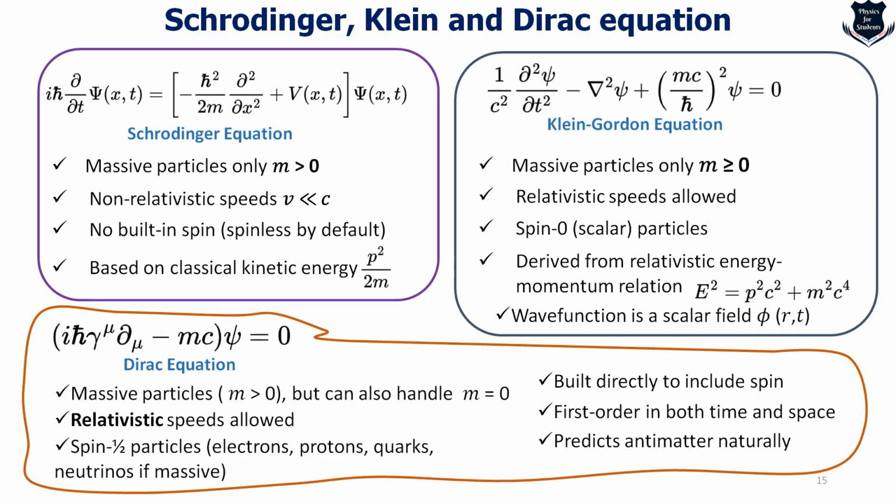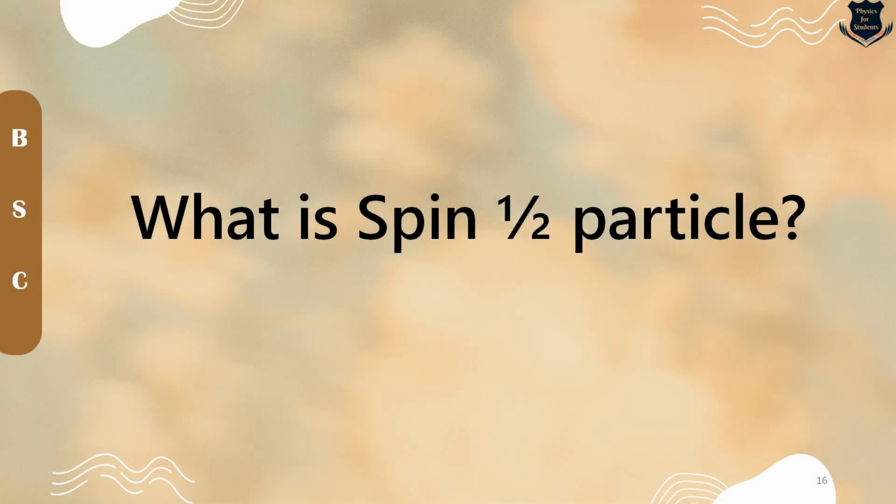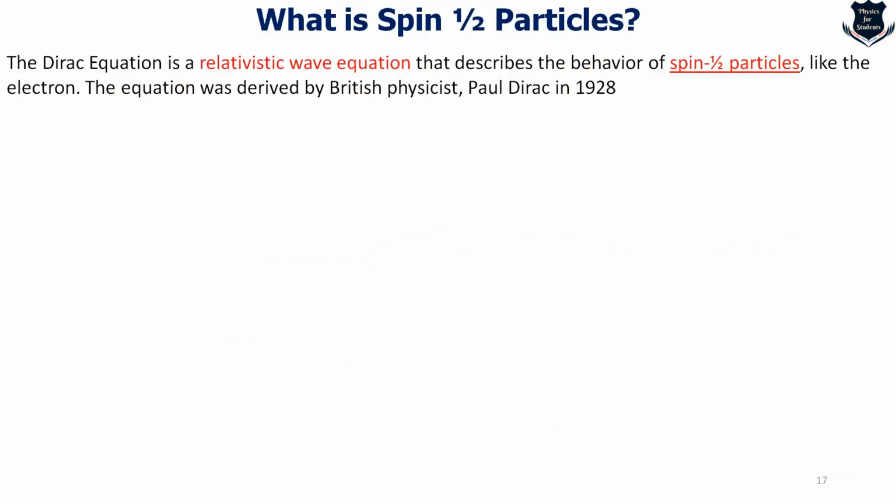Now, as we go ahead in understanding the Dirac equation, another important thing which comes across is called a spin half particle. This is very important because the classical quantum equations, the Schrodinger equation, etc., never dealt with something called a spin half particle. So here you can see I am revisiting the definition, and I am saying that it describes spin half particles.